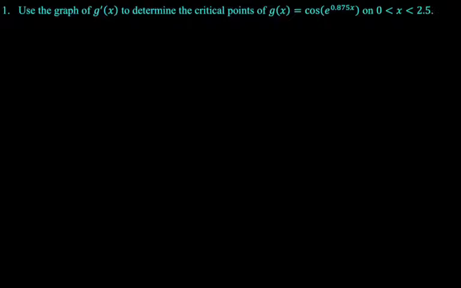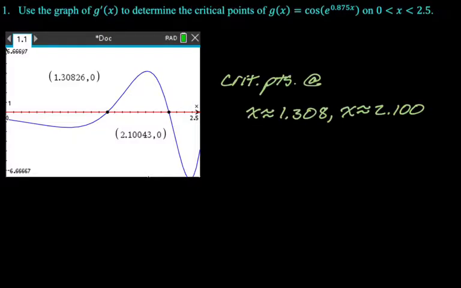I'm not going to show you me using the calculator. I'm just going to show a screenshot. So I've graphed the derivative. So I graphed G prime. And I also graphed y equals 0, or f2 of x equals 0. I found the intersections using menu 8 1 4. So I got 1.308 and 2.100. Those are the critical points. So I'm going to write those down. All right, and that's the entire question.